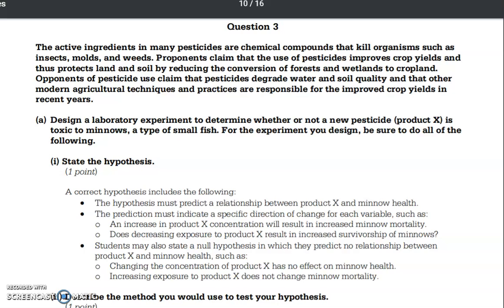You can also state a null hypothesis, and we did this back when we did our car lab, in which you predict no relationship between product X and minnow health, such as changing the concentration of product X has no effect on minnow health, or increasing exposure to product X does not change minnow mortality.